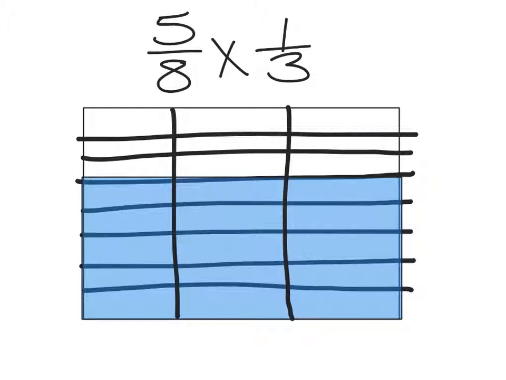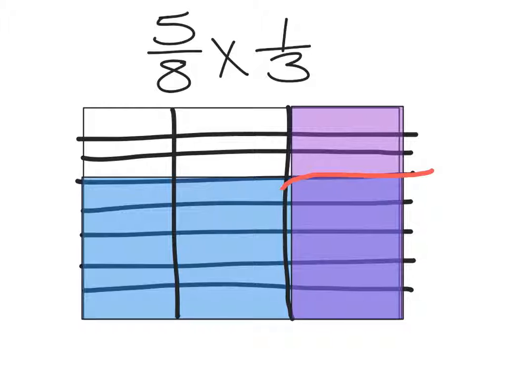So now I want to do a different color. And here we go with purple. There we have it. All right, so now where they intersect is what I actually get, right? So let's go ahead and circle that. And I'm going to circle right here. And that is the portion that you get from the 5/8 of 1/3, right? And that's it right there.